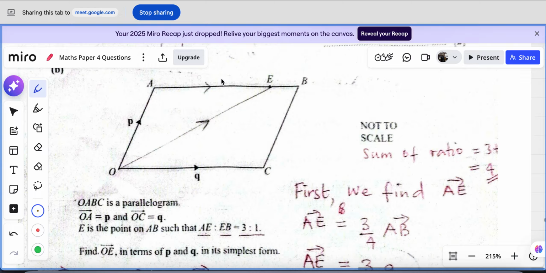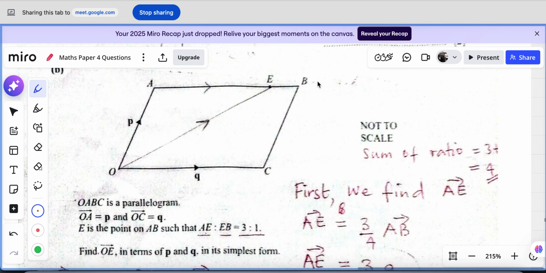What it means is that 3 of this is equivalent to 1 of this. So the total will be 4. Here is ratio 1, while here is ratio 3. Altogether, AB will be 4, the total ratio, the sum of 3 plus 1. And then we find AE, which is 3 over 4 of the whole of this vector.